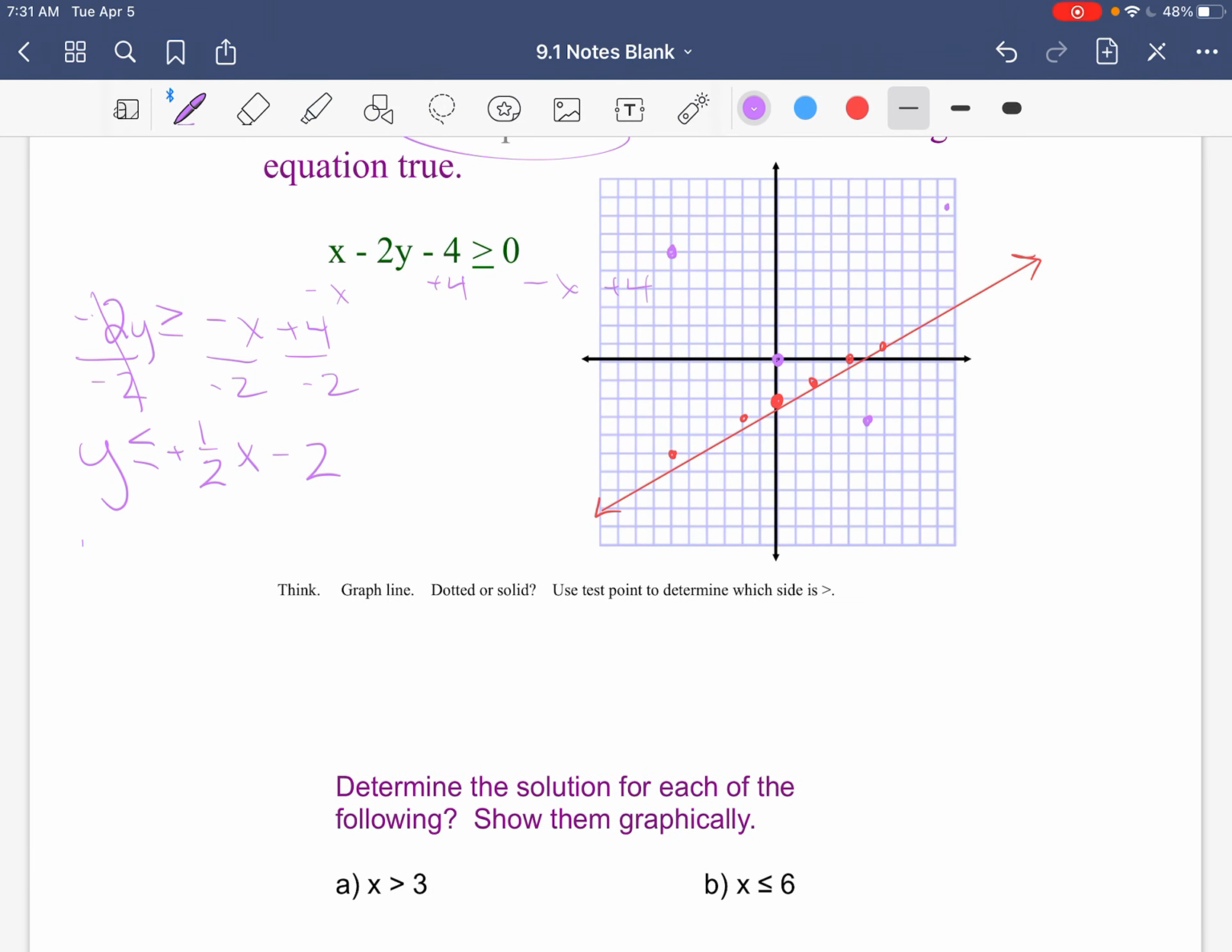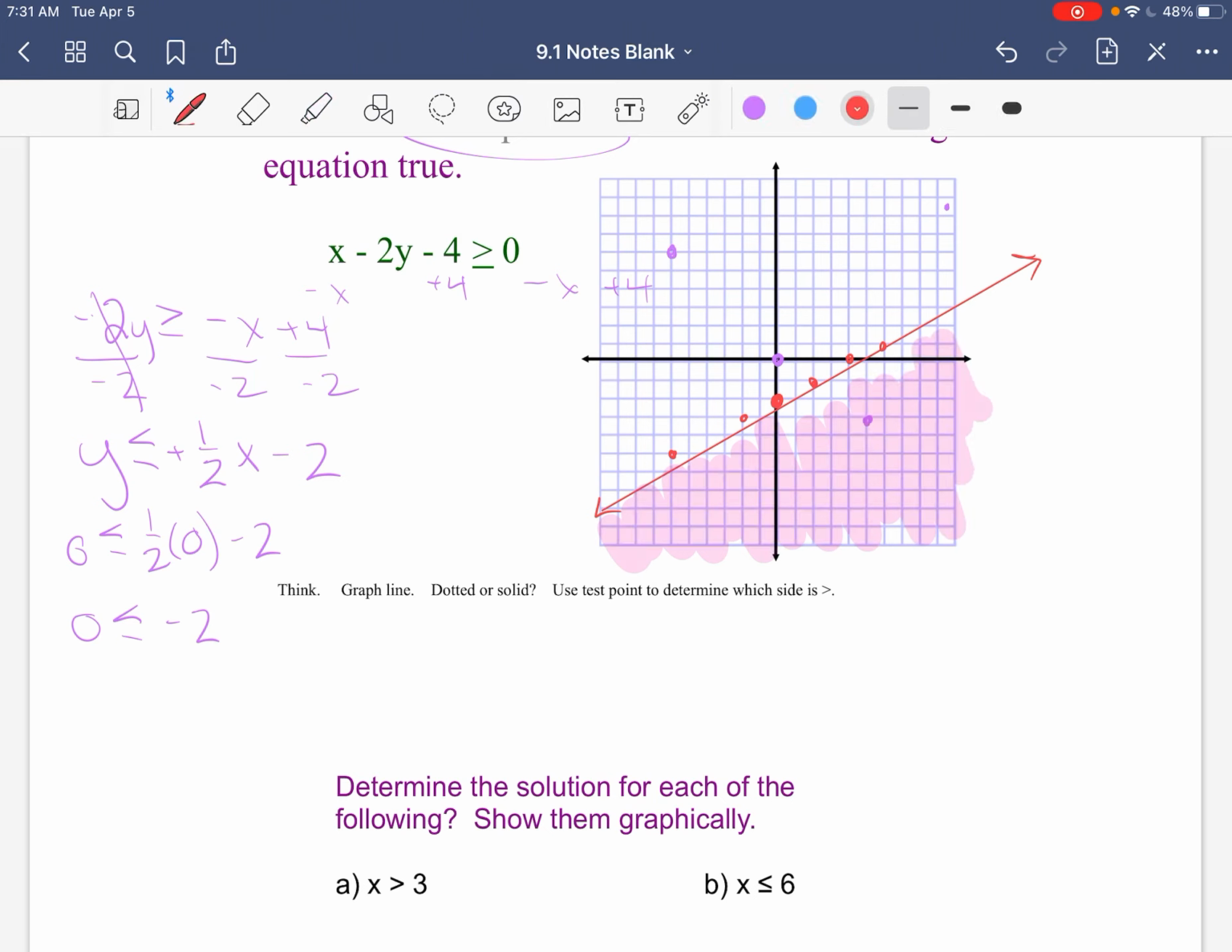So plugging in a 0 for our y and a 0 for our x, 0 is less than or equal to 1/2 times 0, subtract 2. 0 is less than or equal to -2. Well, again, that is false. And so the top half of our line is false. We want to shade the side that's true. So that is our bottom half.